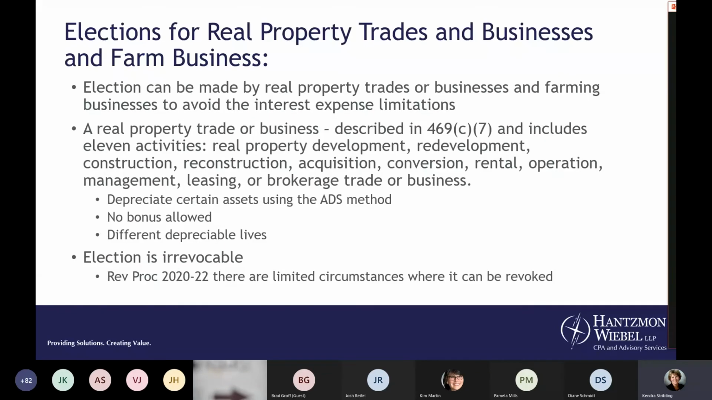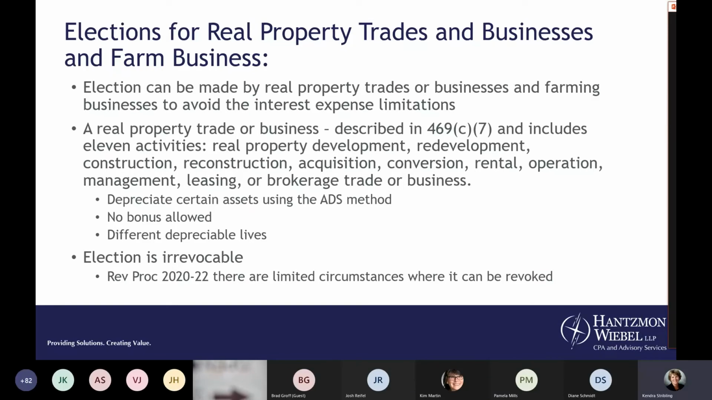An election can be made by real property trades or businesses and farming businesses to avoid the interest expense limitations. A real property trade or business, as described in 469(c)(7), includes 11 activities, such as real property development, redevelopment, construction, rental, operation, management, and leasing or brokerage businesses. The biggest effect of making these elections is on the application of the depreciation rules.